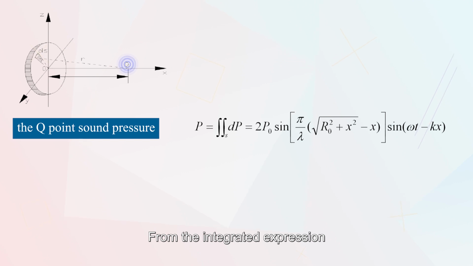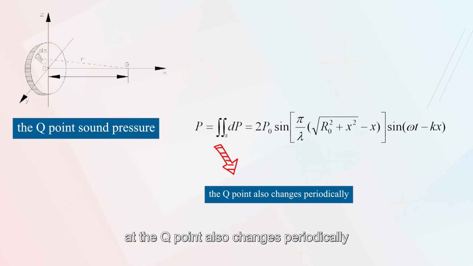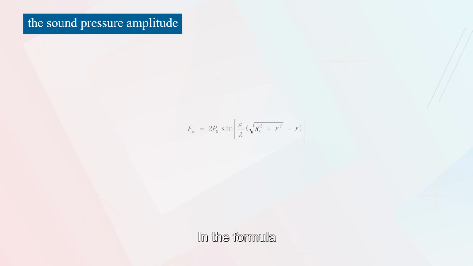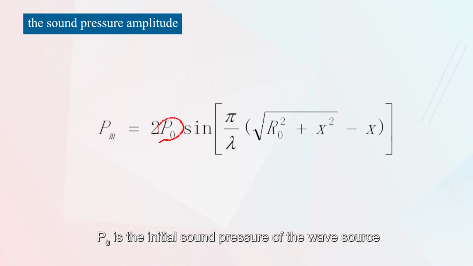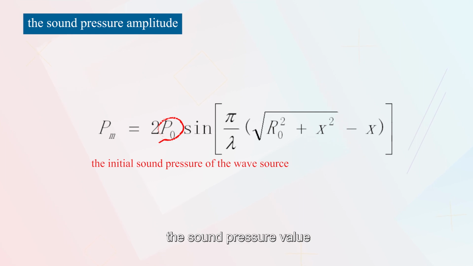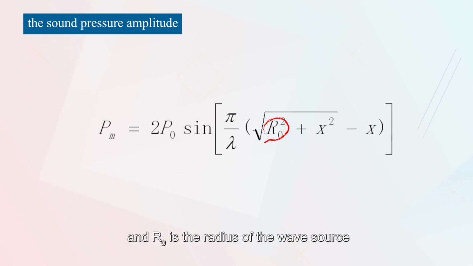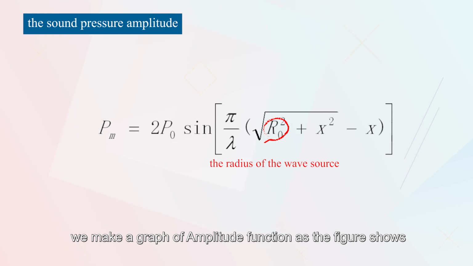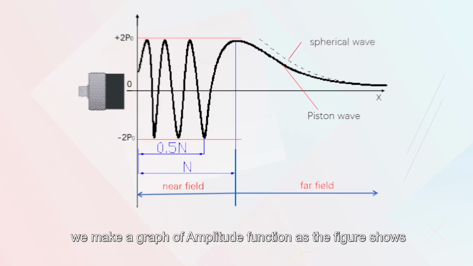From the integrated expression, it can be seen that the sound pressure at the Q point also changes periodically, and only the sound pressure amplitude is discussed below. In the formula, P0 is the initial sound pressure of the wave source, that is, the sound pressure when the ultrasonic wave is just launched, and R0 is the radius of the wave source. In order to make sense of this, we make a graph of the amplitude function as the figure shows.